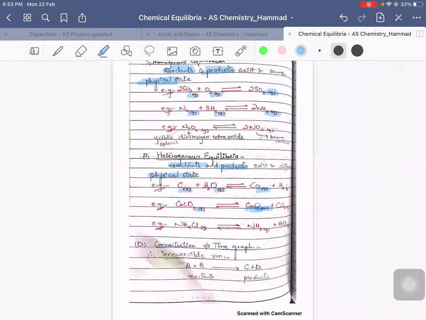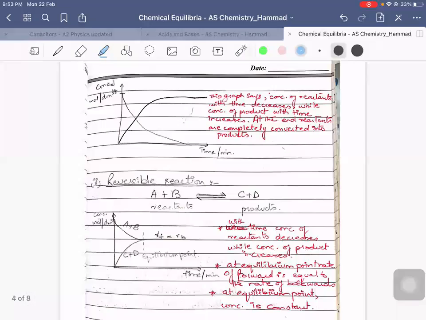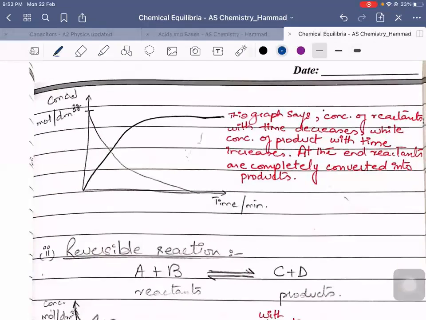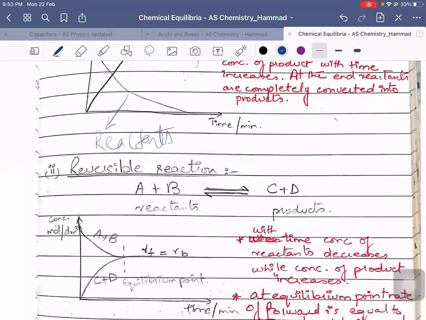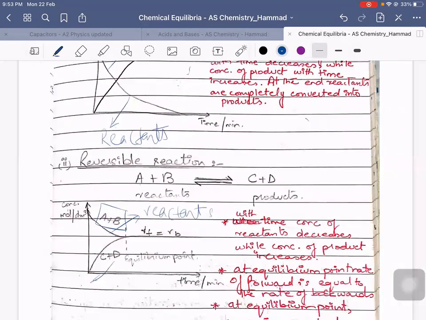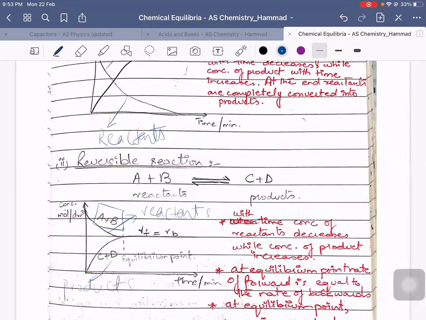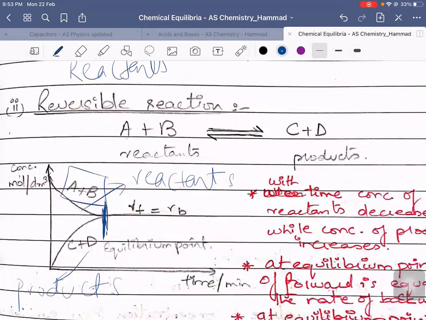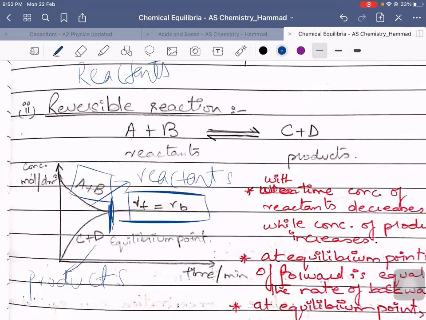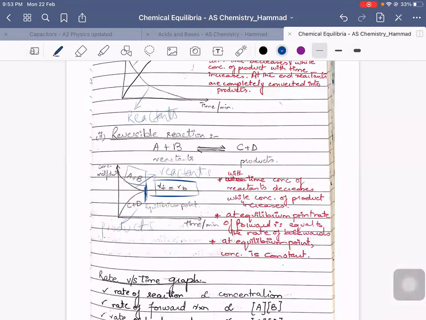Right? Concentration time graph, your concentration of the reactants is decreasing, whereas the concentration of the products increases. However, for a reversible reaction, the concentration of reactants decreases, but does not decrease fully. However, the concentration of the products increases, but does not increase fully. So at the point where the rate of the forward is equal to the rate of the backward, this point is called the dynamic equilibrium.